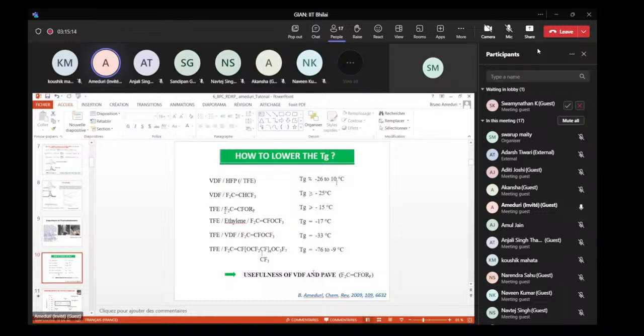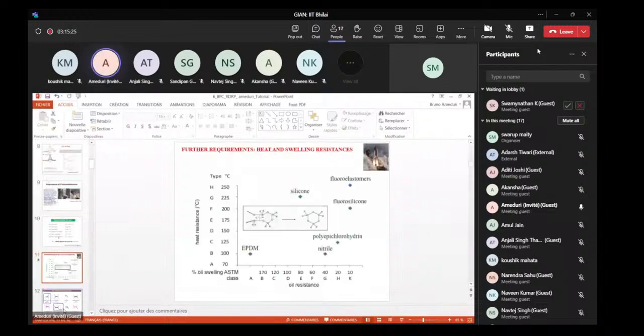So the idea was to prepare some copolymers containing VDF and PMVE by iodine transfer polymerization. And this is an action we developed in collaboration with DuPont, indeed. If you look, there is another requirement, which is the heat resistance versus the oil resistance. And of course, the requested products are in the top right. And fluorinated elastomers are very good, knowing that for fluorosilicones, there is a backbiting reaction.